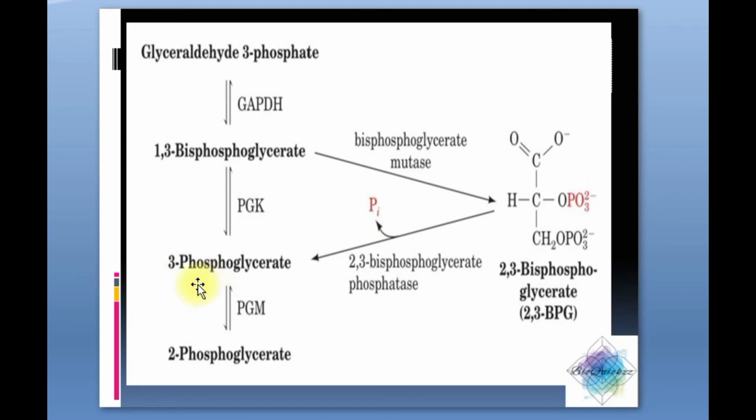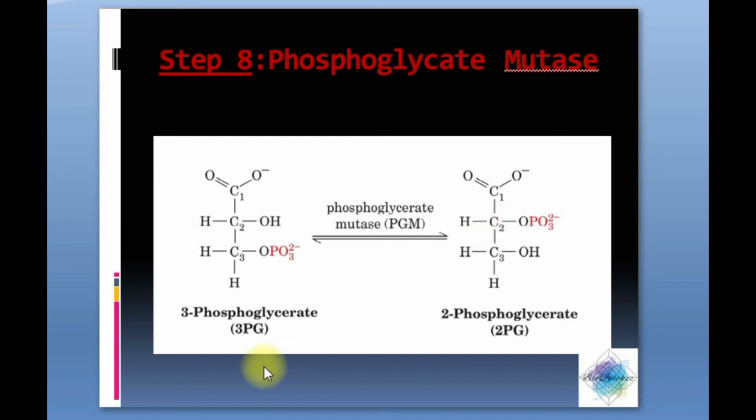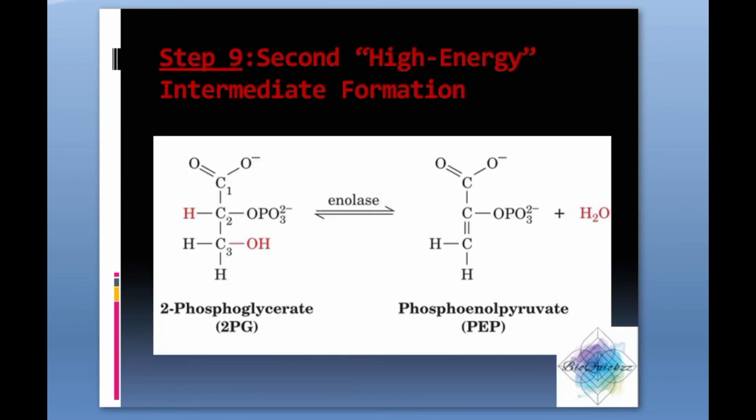And now this 3-phosphoglycerate returns to the glycolytic pathway and it changes to 2-phosphoglycerate, which we have seen in the last step. It is step number 8. In this, 3-PG changes to 2-PG. Now step number 9. It is the second high energy intermediate formation.